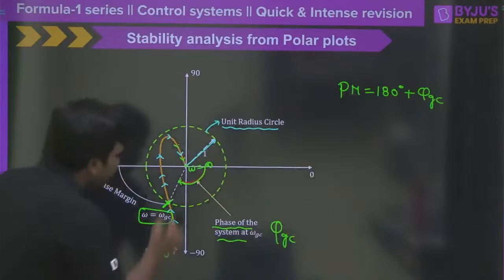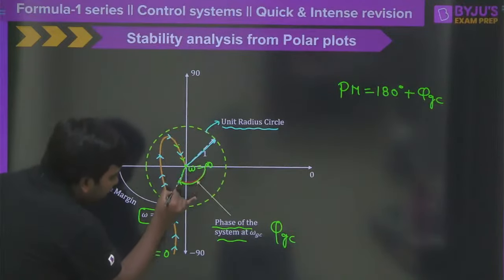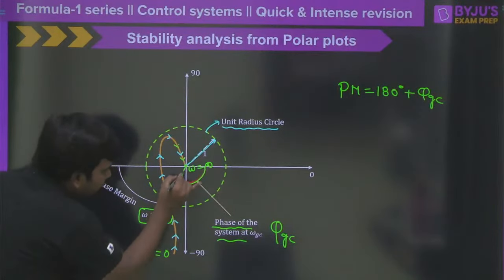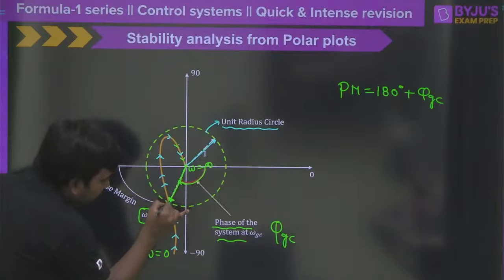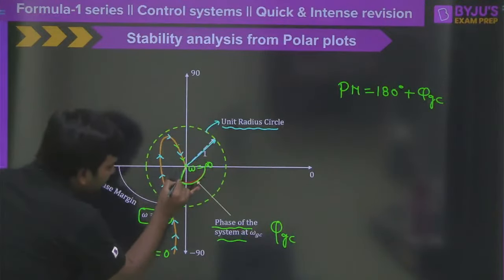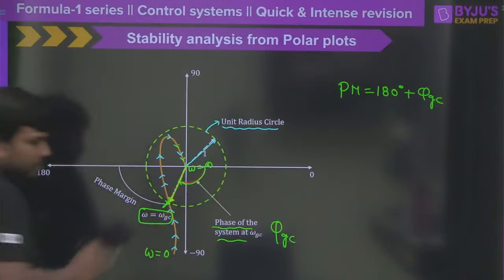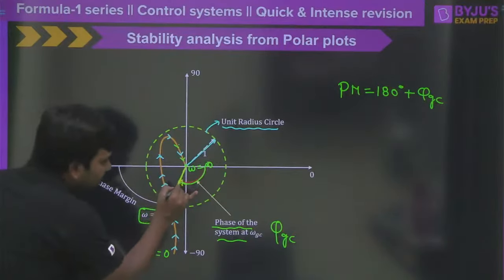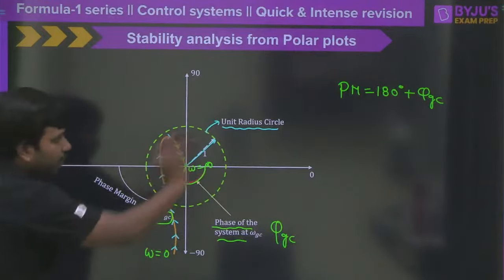So because this is nothing but a vector here, right? This is actually one of the vectors in the polar plot construction. This is one of the vectors, isn't it? This is all the way from here to here. This is a vector, isn't it? So that is what exactly we have found here. Now phase margin is clear.